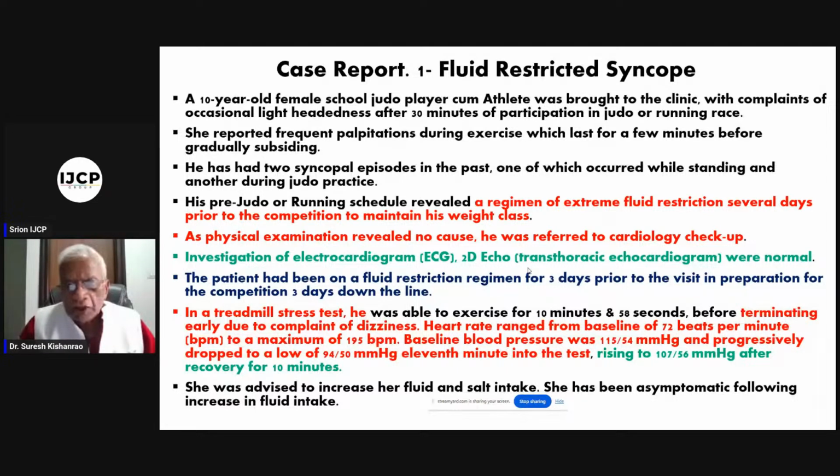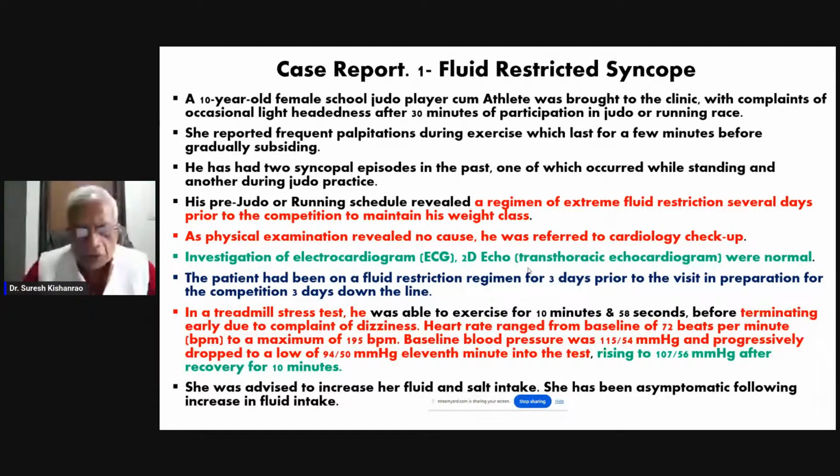Before every competitive sport, either judo or the running race, she is put into a regimen of extreme fluid restriction for 3 to 5 days or even more, just so that she can compete in a particular weight class category. The physical examination in this case revealed nothing much, so we sent her for a cardiology checkup. The investigations, like ECG and 2D echo, were also normal.